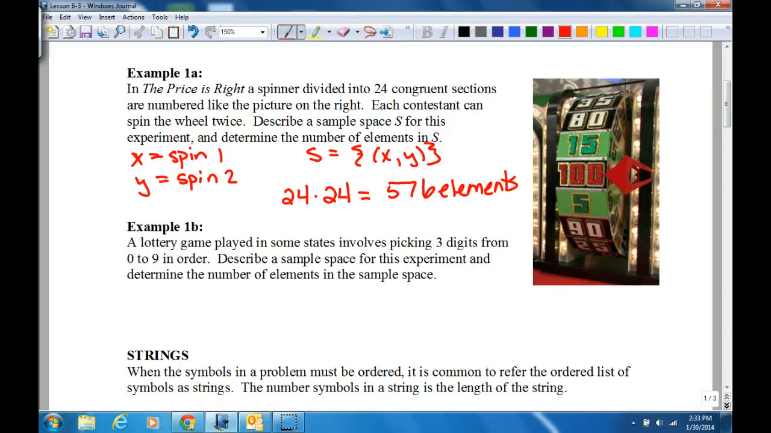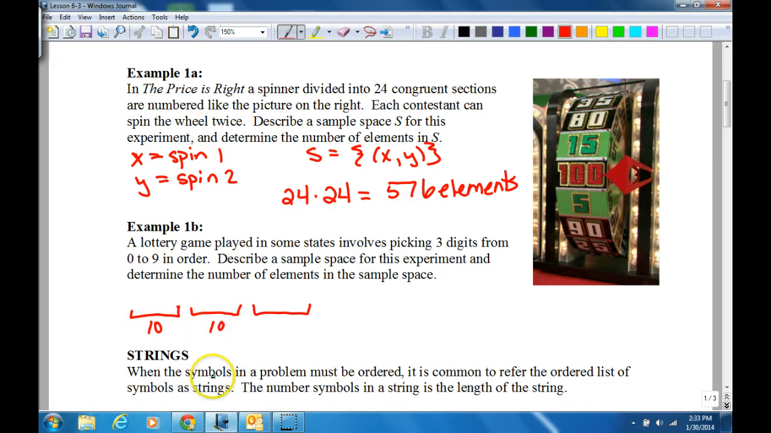It says a lottery game is played in some states involving picking 3 digits from 0 to 9. Describe a sample space in this experiment and determine the number of elements in the sample space. So first of all, what I want you to do is put 3 spaces. Any of those 3 spaces can have 0 to 9 in it. So how many possibilities do we have with digits? 10. Yep, you're right. So I have 10 possibilities here.